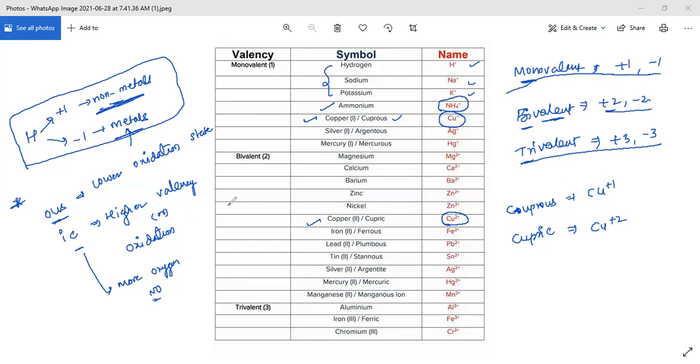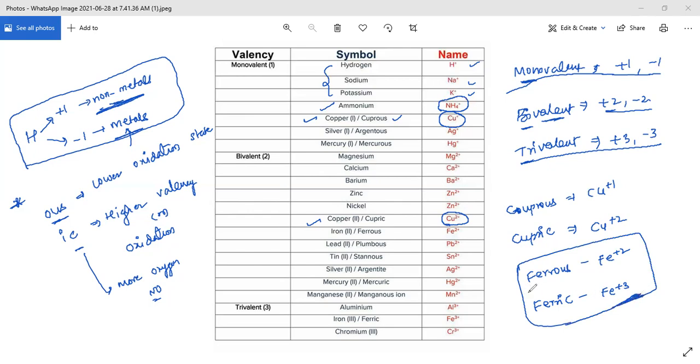So cupric. Next, if you take ferrous, ferrous, and ferric. Ferrous means Fe+2. Ferric means Fe+3.